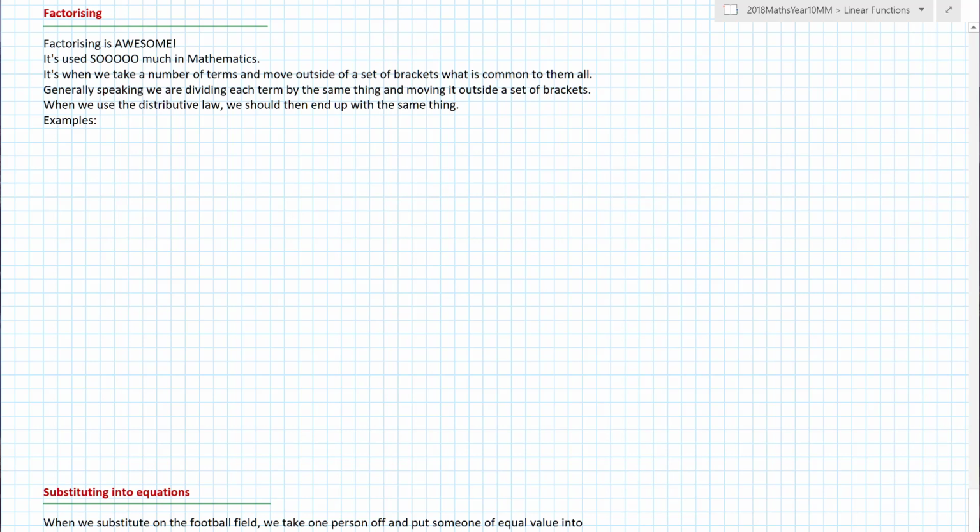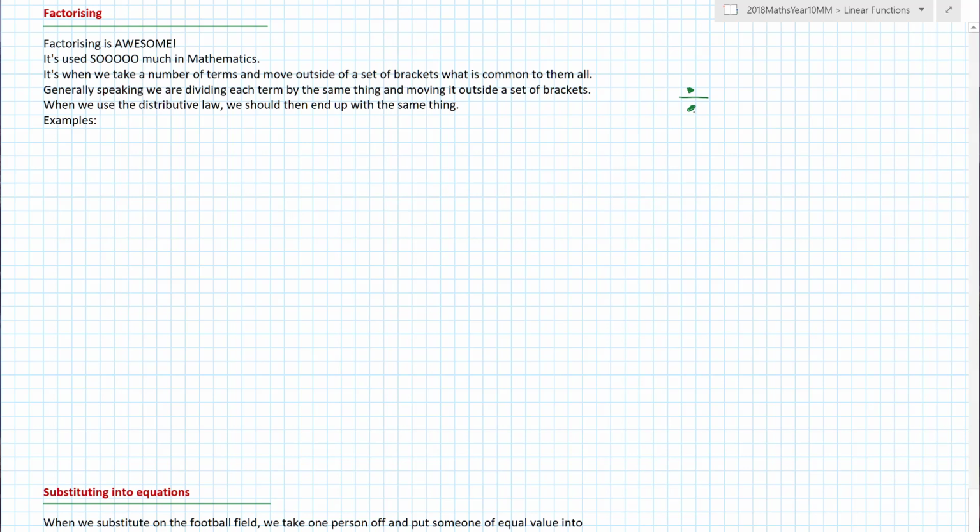Factorizing is awesome, all right? And it's used ever such a lot in mathematics, like hugely in mathematics. Now, basically, when we're using factorizing, we're doing the opposite of the distributive law. We are taking outside of a set of brackets what is common to both terms. Now, there's a better way of thinking about it. We are taking outside of a set of brackets the maximum that we can divide out of both terms. And you're going to go, what?